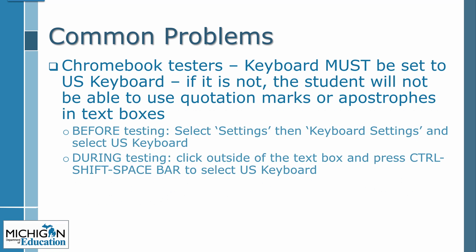Students testing on Chromebooks who have the wrong keyboard setting, U.S. International Keyboard, will not be able to use the quotation marks or apostrophes while in text boxes. To resolve this issue before testing begins, choose Settings on the Chromebook, then choose Keyboard Settings and make sure US Keyboard is selected. If this happens during testing, have the student click outside of the text box, then press Ctrl-Shift-Spacebar, which will bring up the option to select US Keyboard setting.